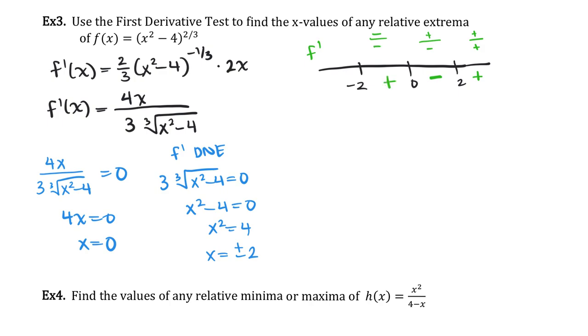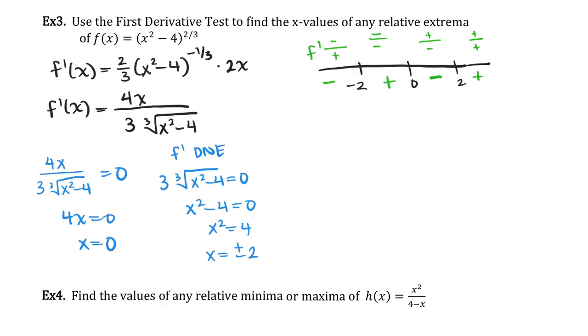And let me plug in negative 3 maybe. 4 times negative 3 is negative 12. If I plug in negative 3 squared, that is 9. 9 minus 4 is positive. If I cube root a positive, I get a positive. So this is negative. Okay. X value of an extrema.